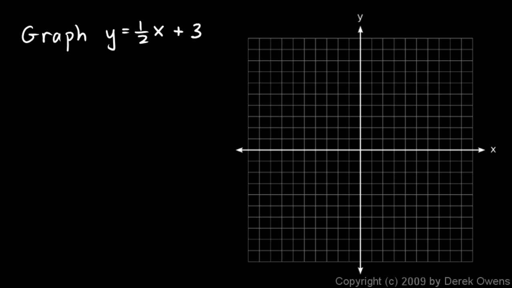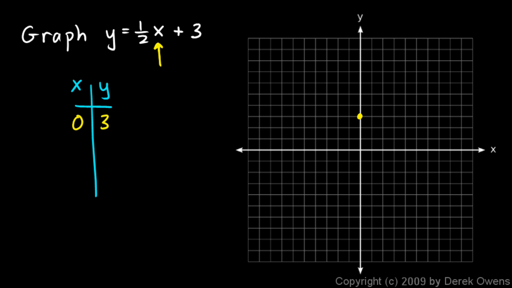Here's another example. We're told to graph y equals 1/2 x plus 3. Now when there's a fraction in the equation, you can make your work a little bit easier by choosing certain values of x that are easy to work with the fraction. So watch this. I'm going to put in some values for x and calculate the corresponding values for y. And I'll put in 0. 0 is pretty easy. 1/2 times 0 plus 3 is 3. So the point 0, 3 is on the graph. So that's going to be right here. X is 0 and y is 3.